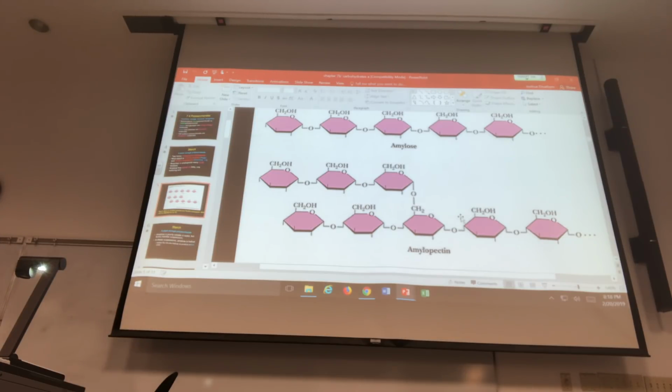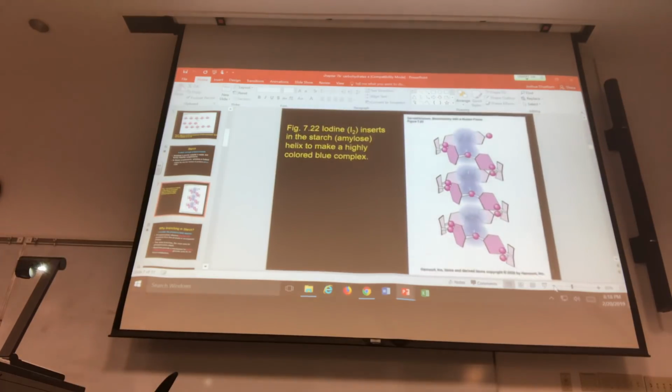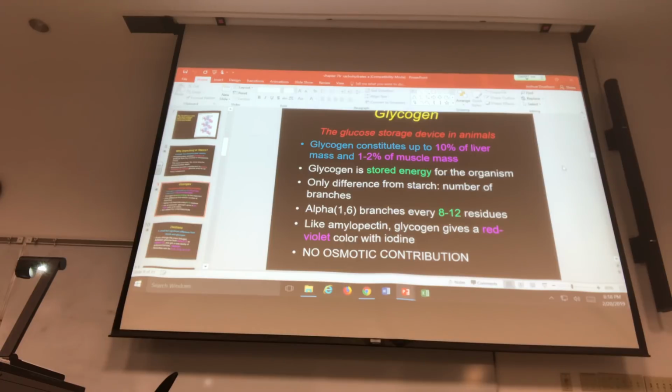Glycogen, it turns out, looks exactly the same as amylopectin, but with one extra difference. Glycogen just has more branches in it compared to amylopectin. That's it. That's why they don't even draw glycogen anywhere in your notes, because it is indistinguishable from amylopectin, except it just has more branches. Branches are closer together in glycogen than they are in starch.